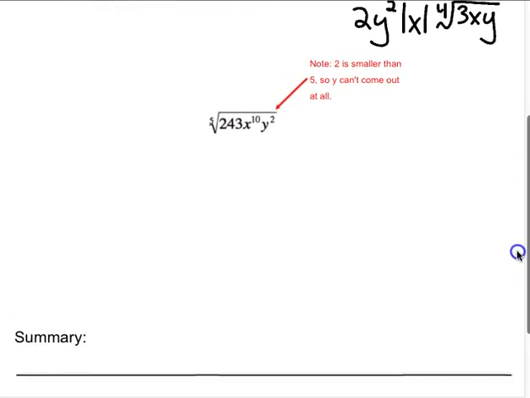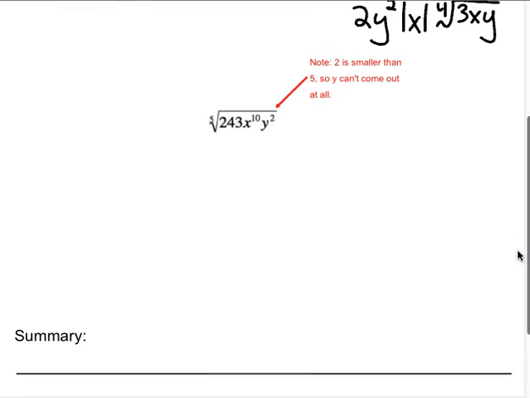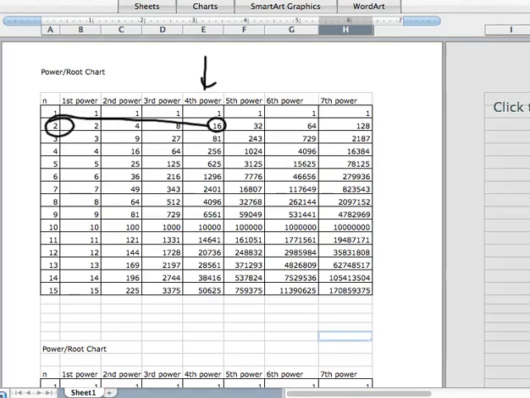Let's take a look at our last one. So here we're dealing with a fifth root. Okay, so this is odd. And now, let's go look at our chart. So they're dealing with the fifth root, 243. Well, I was nice. That actually is on the list.